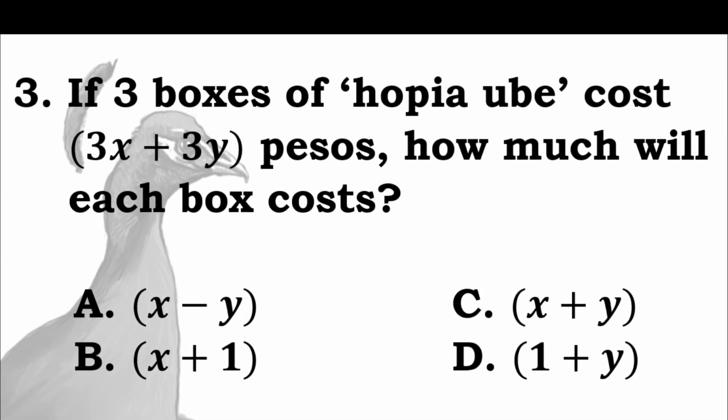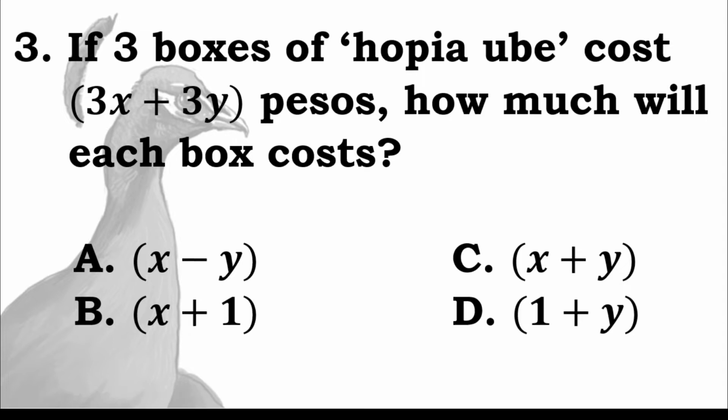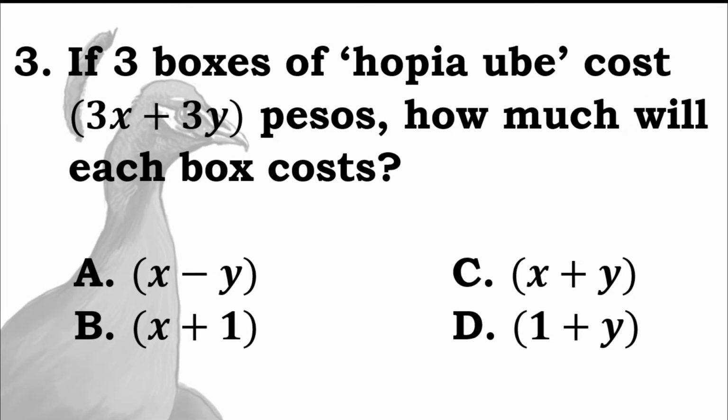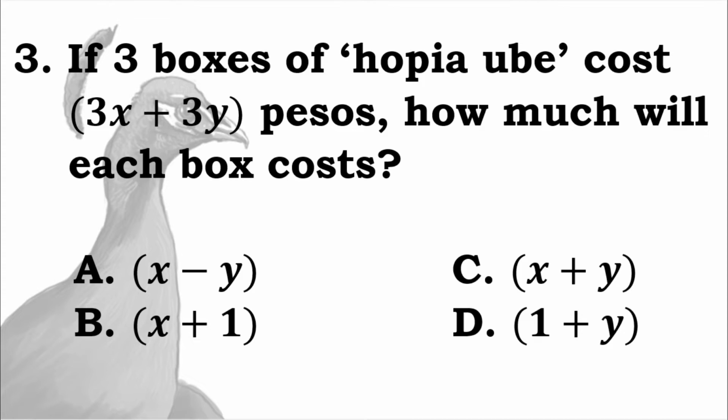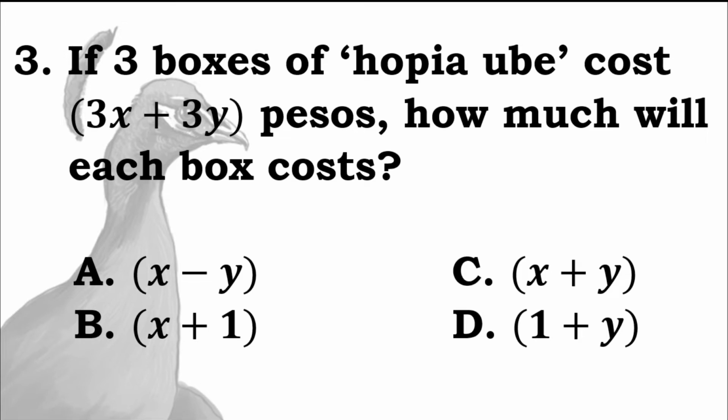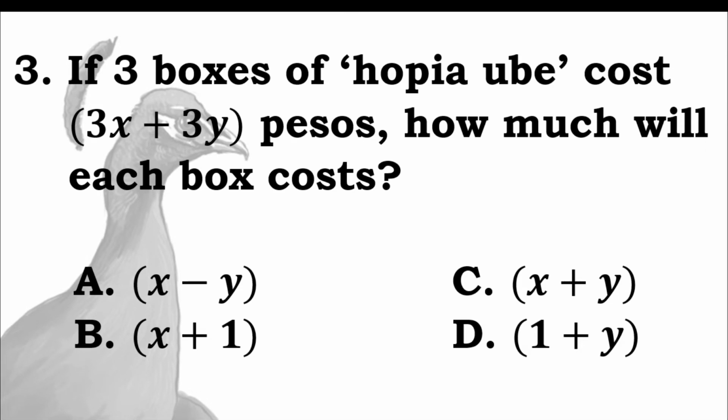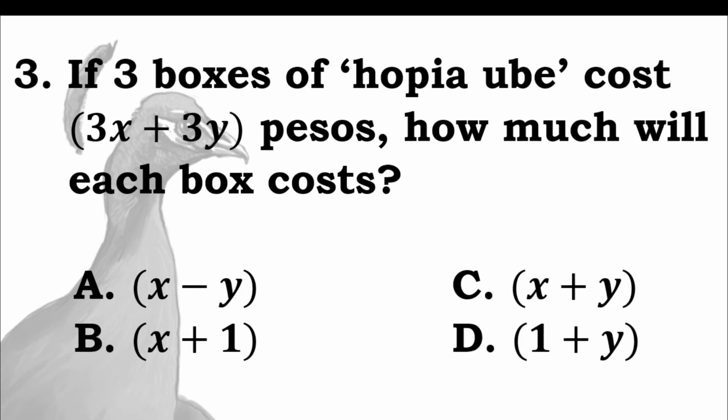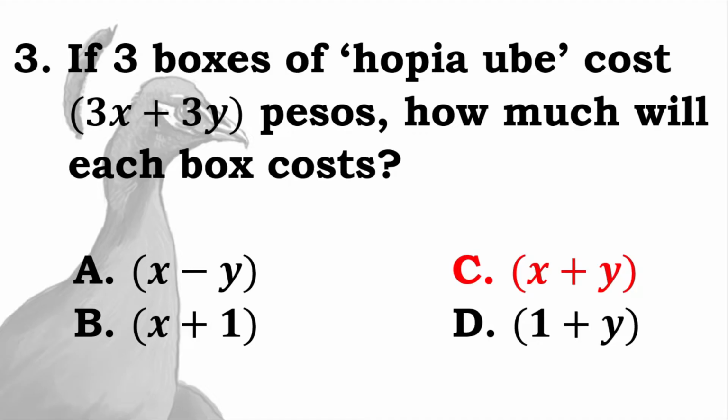Question number 3. If 3 boxes of hopia ube cost 3x plus 3y pesos, how much will each box cost? A. x minus y. B. x plus 1. C. x plus y. D. 1 plus y. The correct answer is letter C. Each box of hopia ube costs x plus y pesos.